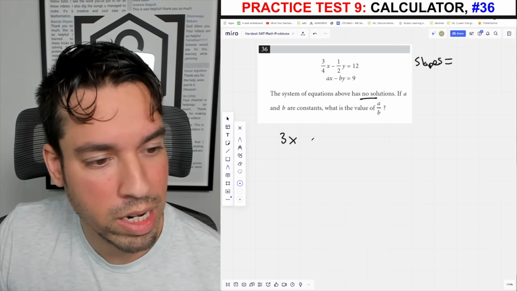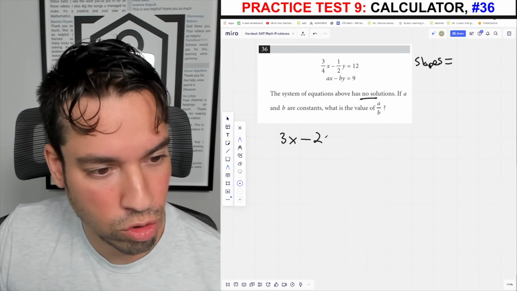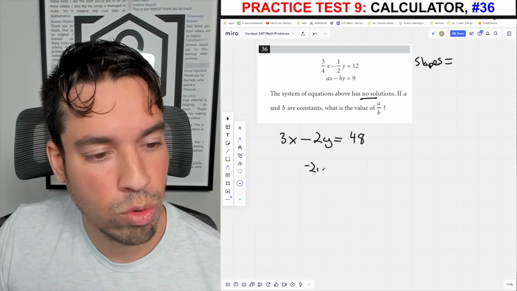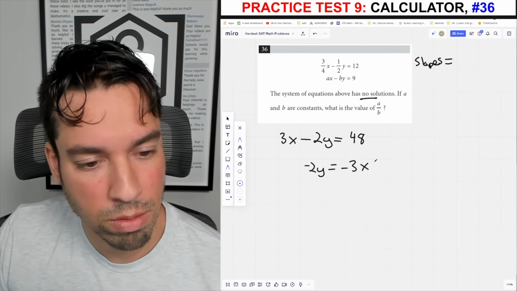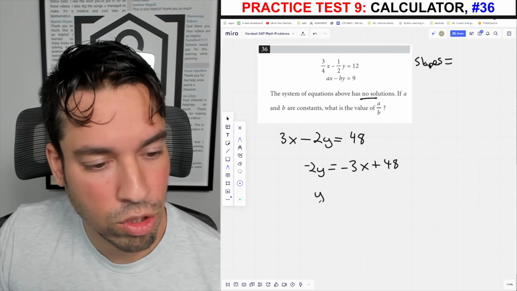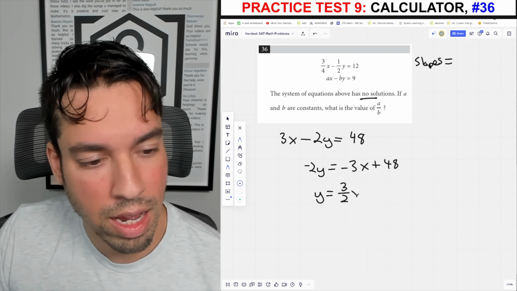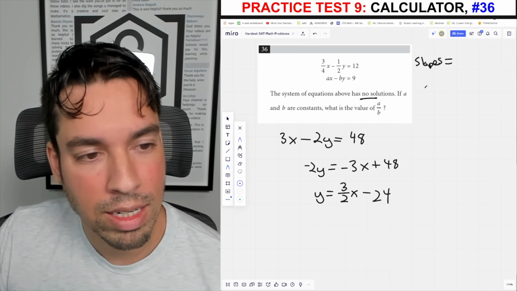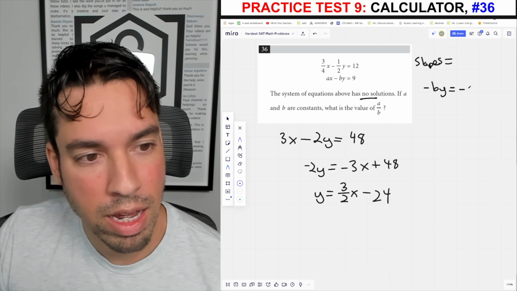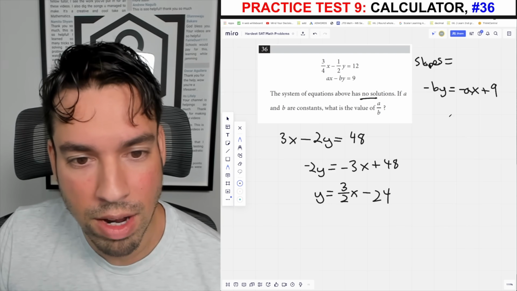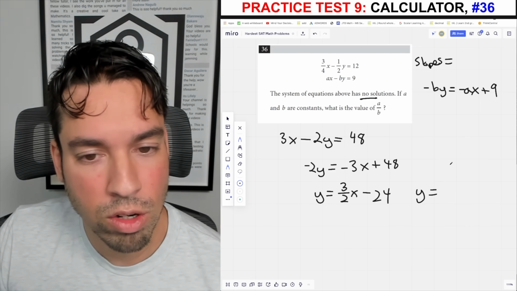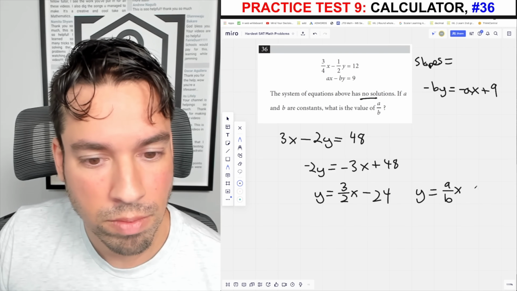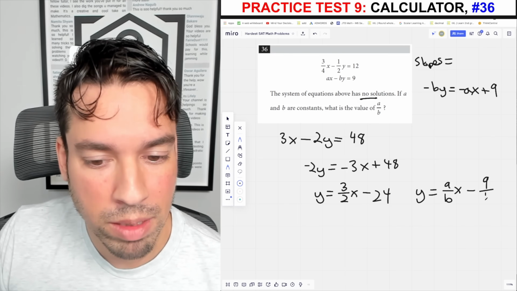So it becomes 3x minus 4 times 1/2 is 2y equals 4 times 12 is 48. Then I got negative 2y equals negative 3x plus 48. Then I'm going to divide by negative 2 and I get y equals 3/2 x minus 24. Great, so that one's in slope-intercept form. Now I got this one. I get negative by equals negative ax plus 9. Then I divide by negative b and I get y equals negative a divided by negative b, which is just a over b x minus 9 over b, because it's a negative b.